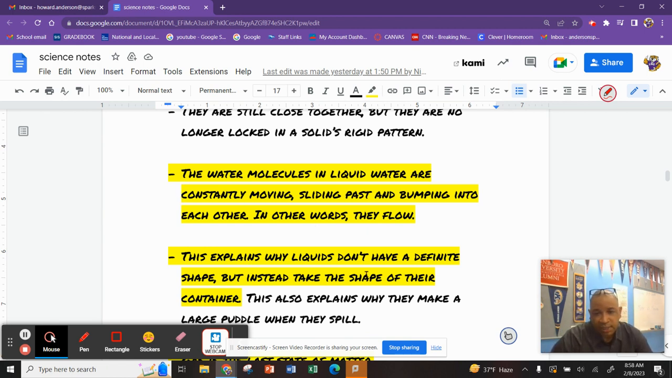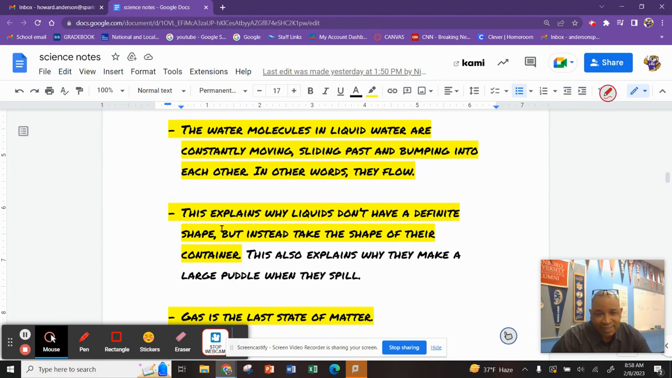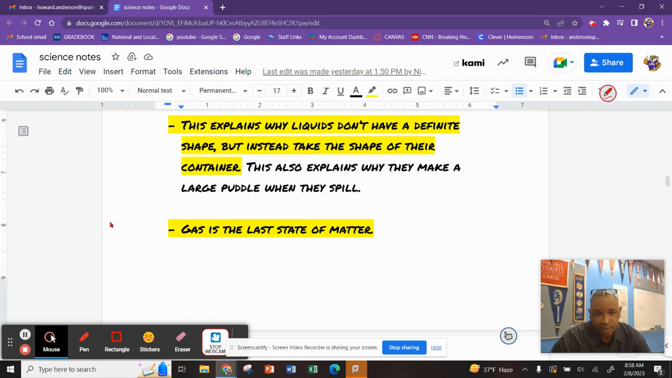This explains why liquids don't have a definite shape, but instead take the shape of their container. Definitely will be on the test. The question is, what state of matter takes on the shape of the container it's being held in? I can ask a question something like that. And obviously, if we have solid, liquid, everyone knows what's the last state of matter. That is exactly right. It is gas.